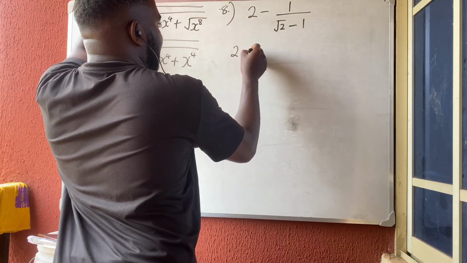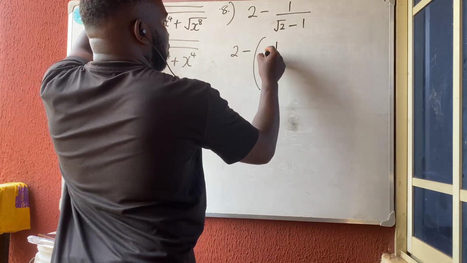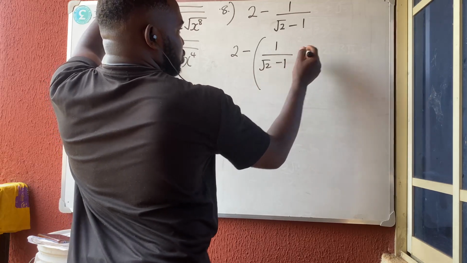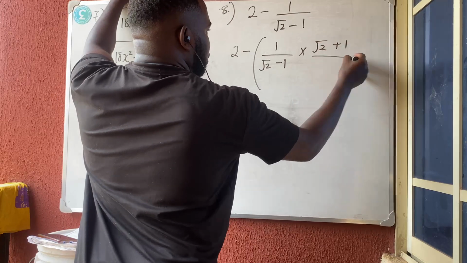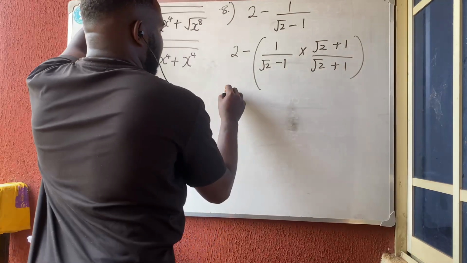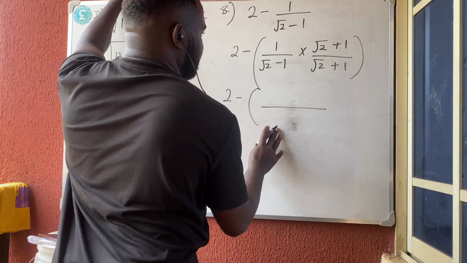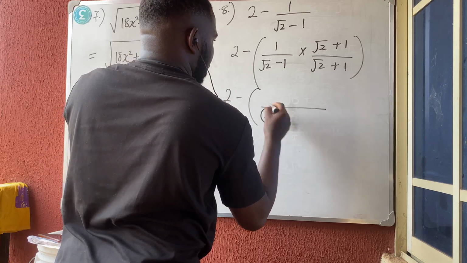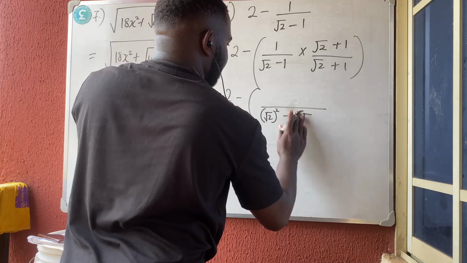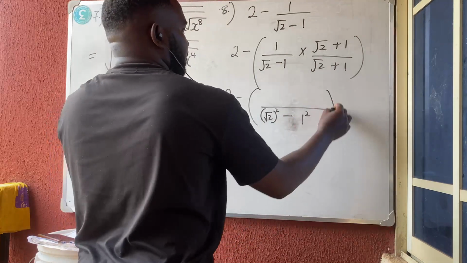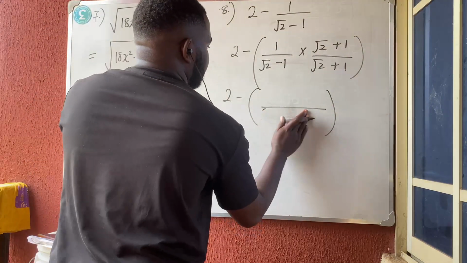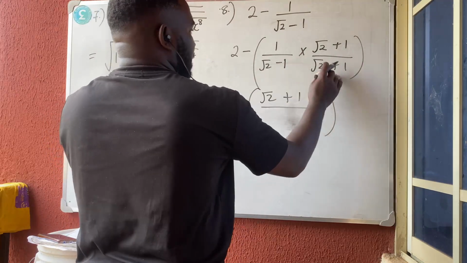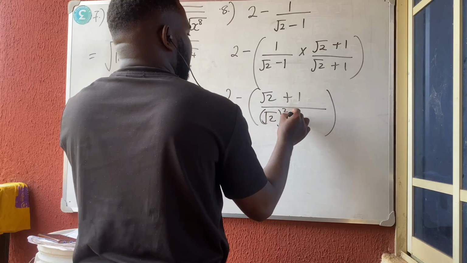So I have 2 minus, let's talk about the rationalization of this one. 1 over root 2 minus 1 times, remember that they are being separated by subtraction, so I'm using the conjugate, root 2 plus 1 all over root 2 plus 1. So what do I have? I'm having 2 minus, the LCM is difference of 2 squares, which is root 2 all squared minus 1 squared. 1 times this is root 2 plus 1.